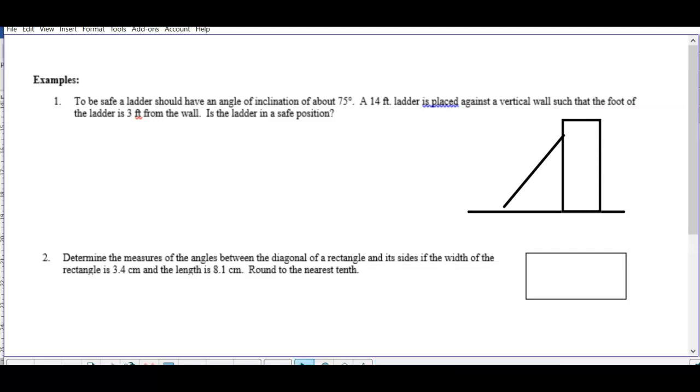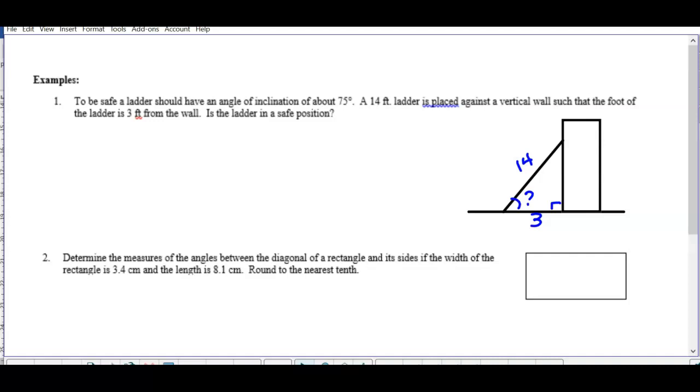Okay, so this is the ladder. And we want to check the angle of inclination, this angle in here. Is it 75 degrees? Because that's where it's going to be safe. Now remember, it's a 14-foot ladder, so label 14. We're assuming the side of the building, the wall, is vertical. And the foot of the ladder is 3 feet from the wall. So don't bother finding this side that's missing. We just need to find the angle.